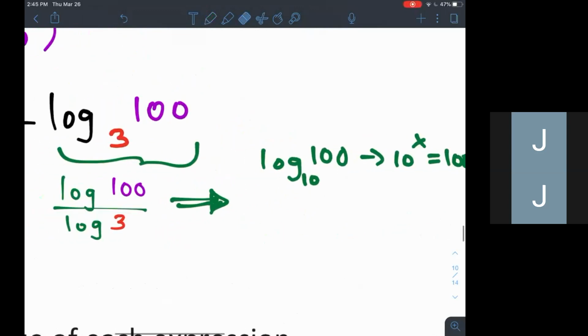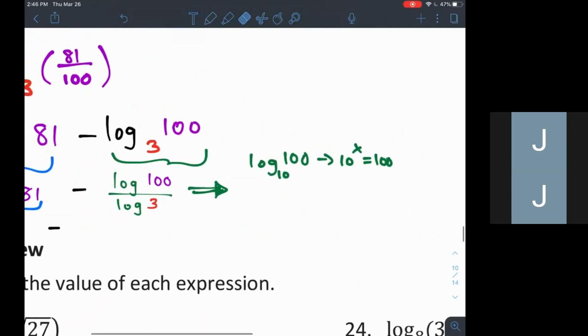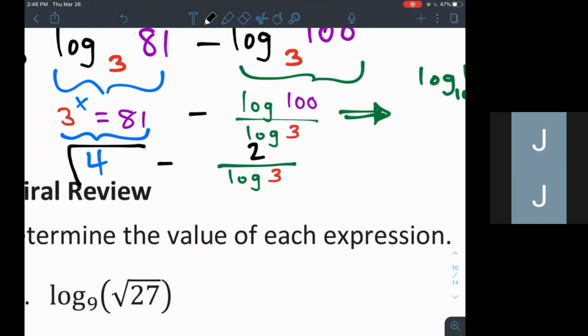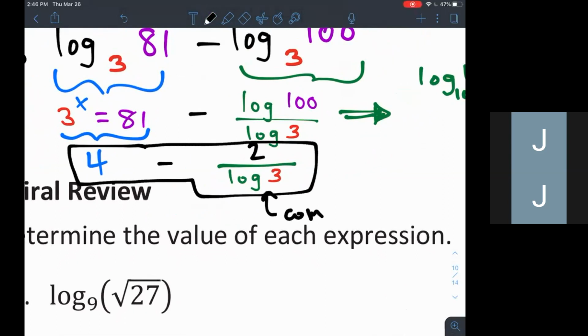But 10 to what power equals 100 we do know, and that's going to allow us to simplify our numerator, log of 100, to 2, because after all, 10 to the second power is 100, sorry. Okay, now what we have is effectively this problem, 4 minus 2 over log 3, and technically speaking, we have succeeded in writing this as an expression with only one common log. That's the log base 10 of 3 right there. Oh, there's our problem.